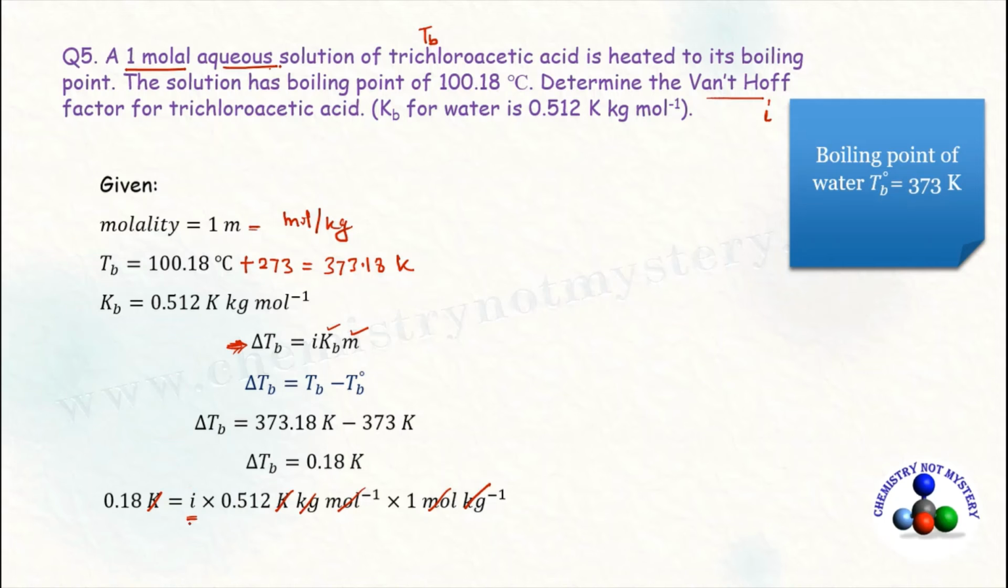So when you rearrange this equation to calculate the value of i, you will get i is equal to 0.18 divided by 0.512. Now convert these values into scientific notation for the ease of calculation. So here you will get i will be equal to 1.8 into 10 raised to minus 1 divided by 5.1 into 10 raised to minus 1. So 10 raised to minus 1 and 10 raised to minus 1 will get cancelled out. And when you simplify this term, you will get i is equal to 0.35. And this is the answer for our question.